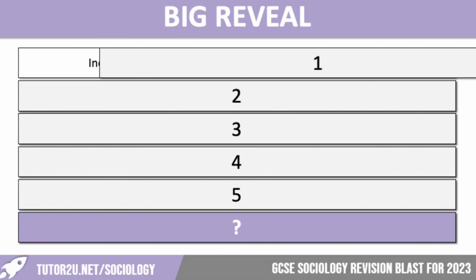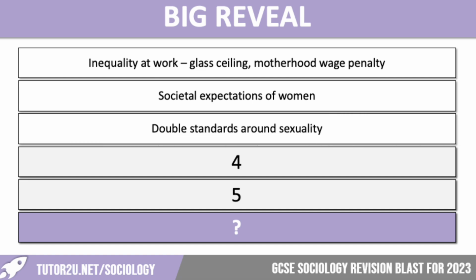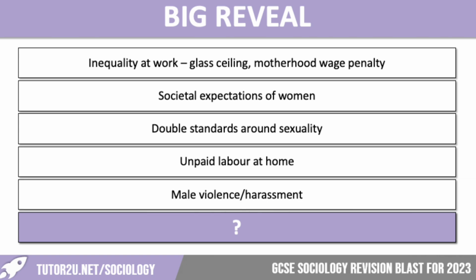So clue number 1 is inequality at work, the glass ceiling, and motherhood wage penalty. Number 2, societal expectations of women. Clue number 3, double standards around sexuality. Clue number 4 is unpaid labour at home. And clue number 5, male violence and harassment. So what key text are we talking about here?